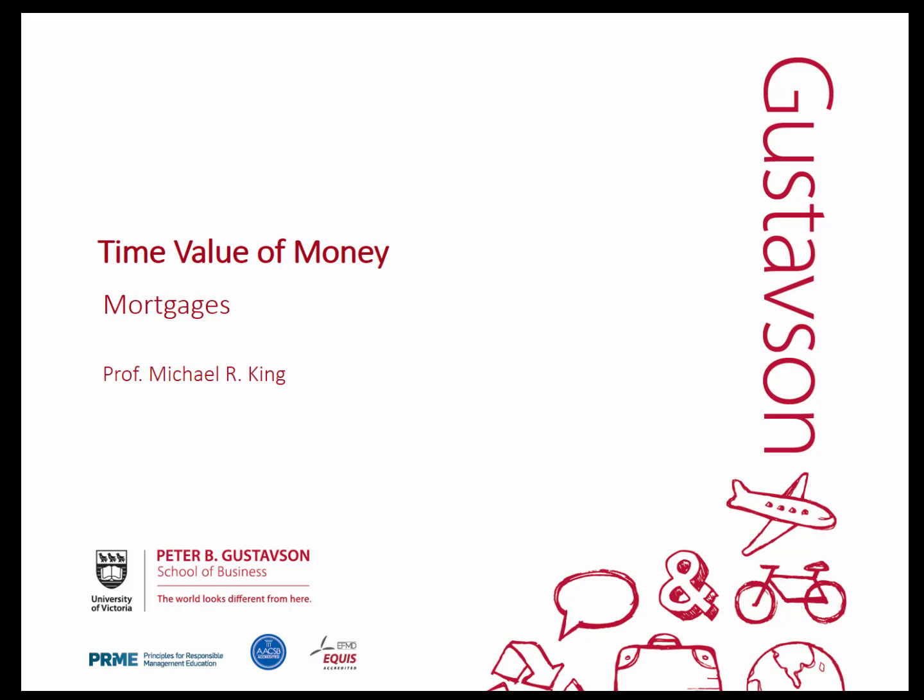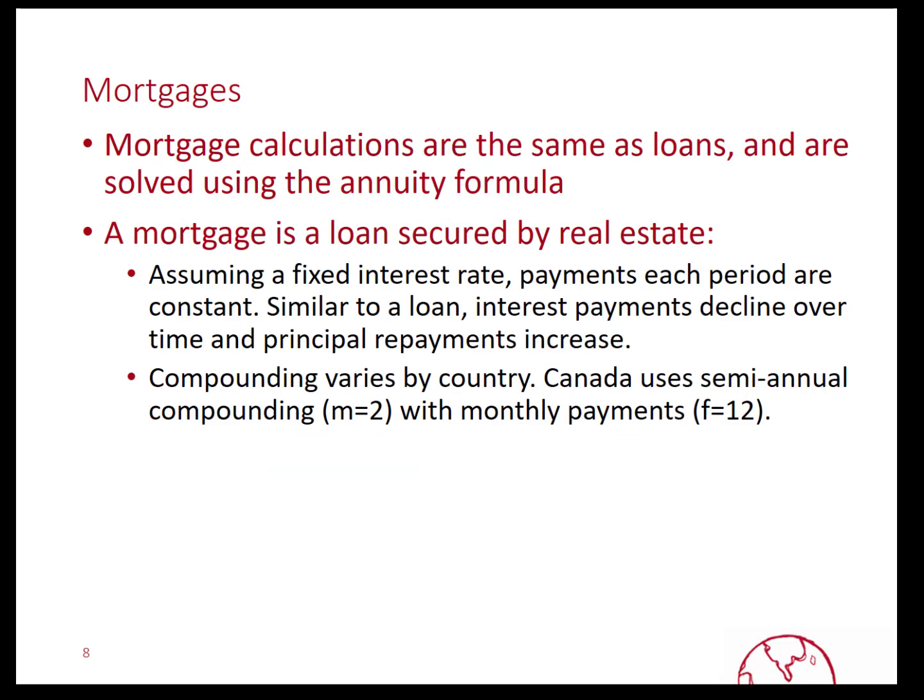We're back looking at another application of time value of money, which is mortgages. Mortgages are also an application of the annuity formula. A mortgage is actually a type of loan, except it is secured by real estate. Now, mortgages have a different type of compounding, and they also have more frequent payments.